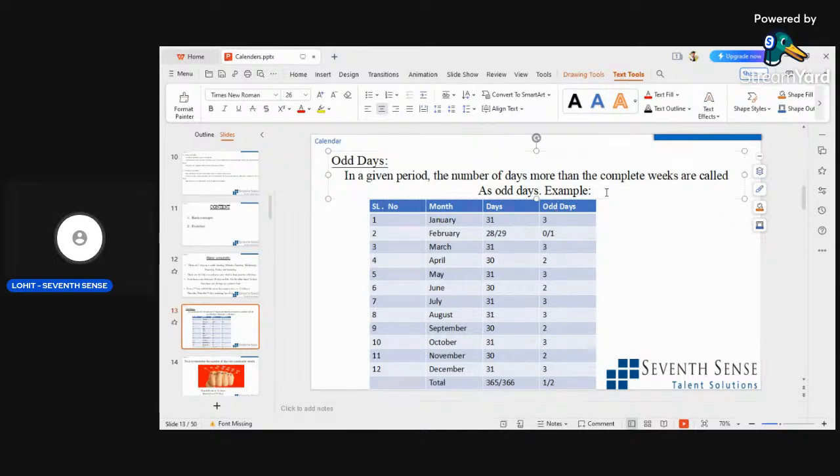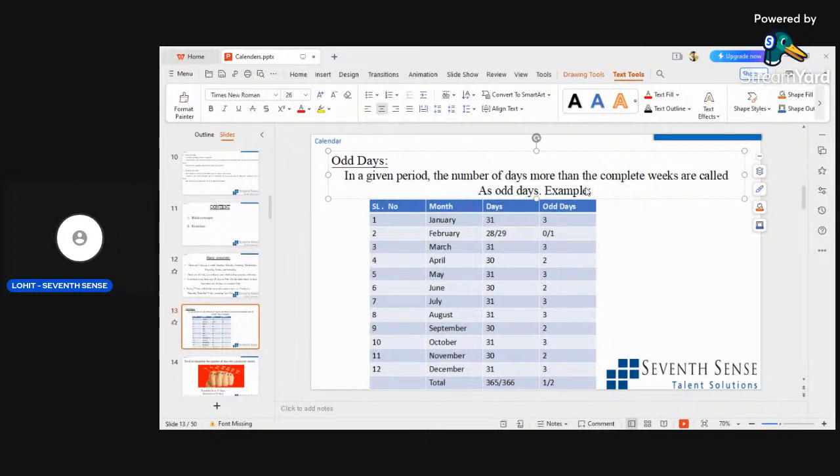You just need to tell me why I have written 3 here and 2 here. What is the reason for writing that particular part? I have shown you the definition also. The odd day definition is: the number of days more than the complete weeks are called odd days. In simple words, I will tell you the definition, so let's see if you get it or not.